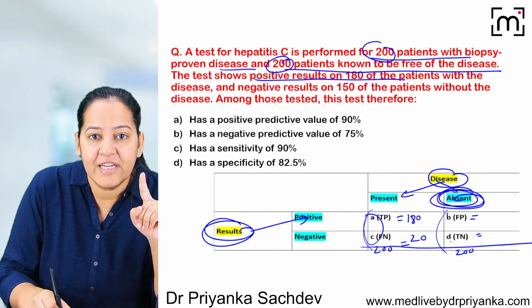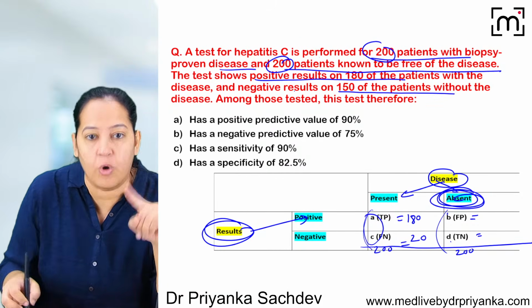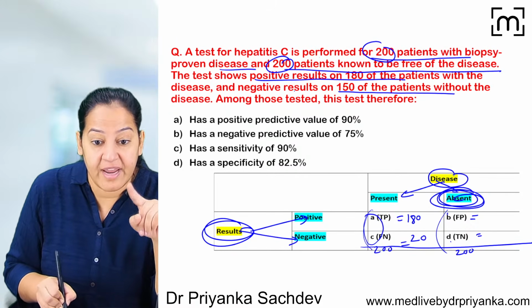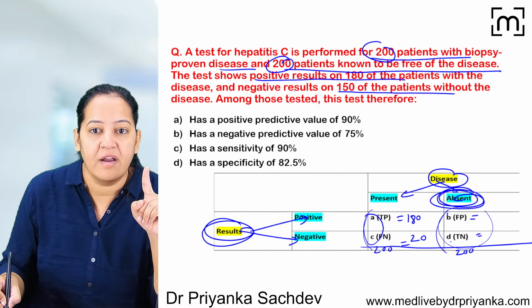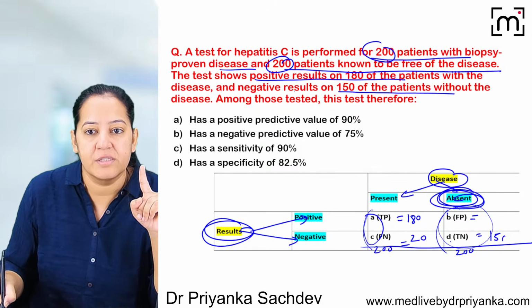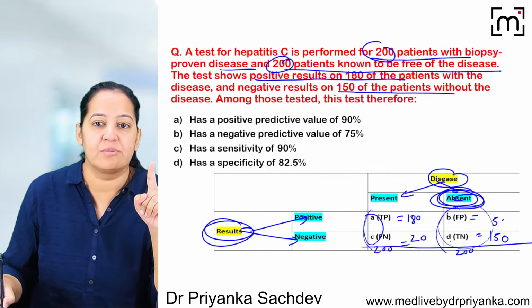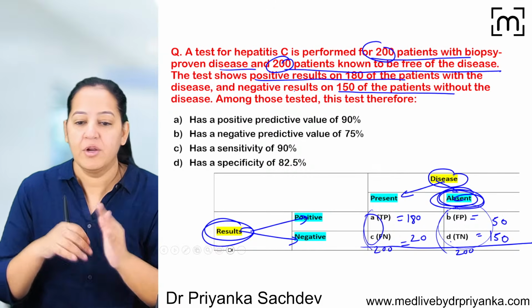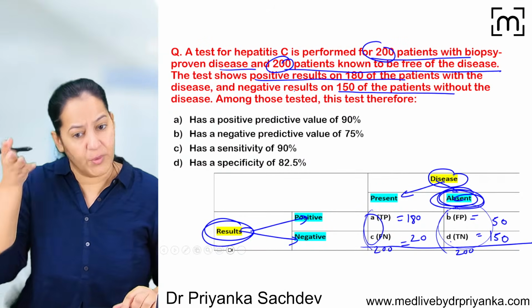And the negative results in 150 of the patients without disease. The test results are negative in 150 without disease. So here this one is 150. So obviously this one is 50 because total is also 200. Now you know the values of A, B, C, D. You can put the values.